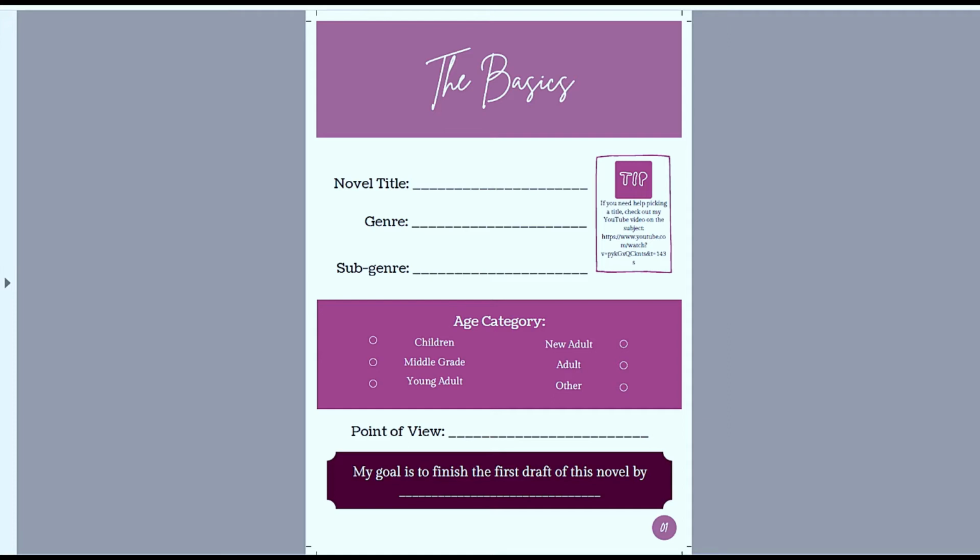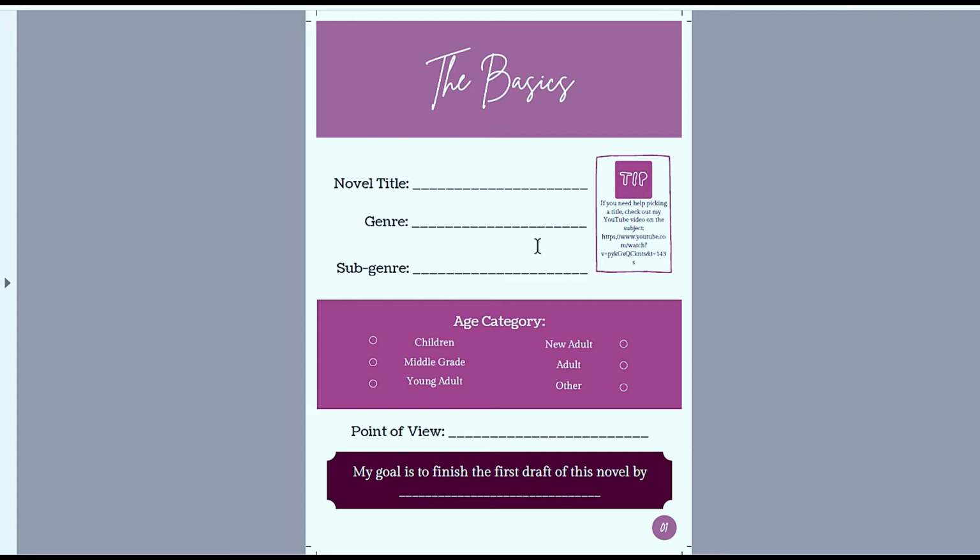Then subgenre is, not all books will have a subgenre, but a lot of the times your main plot has two aspects to it, or you have a very significant subplot that will also filter into reader expectations.